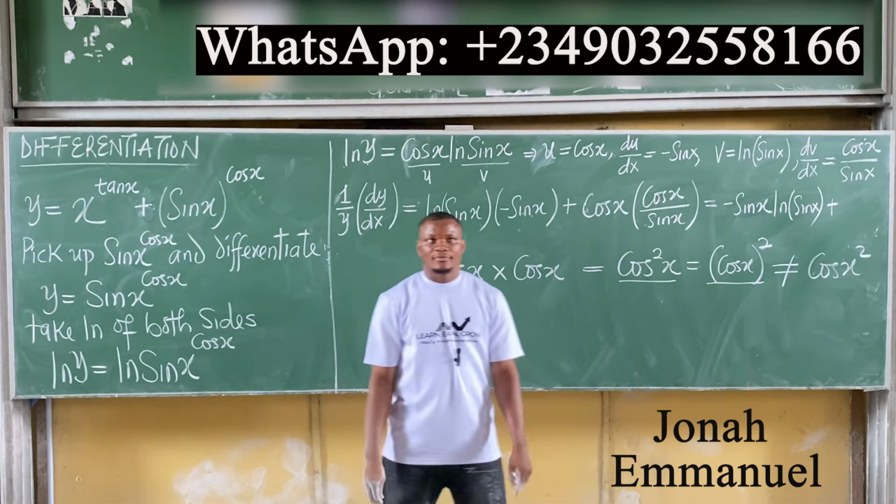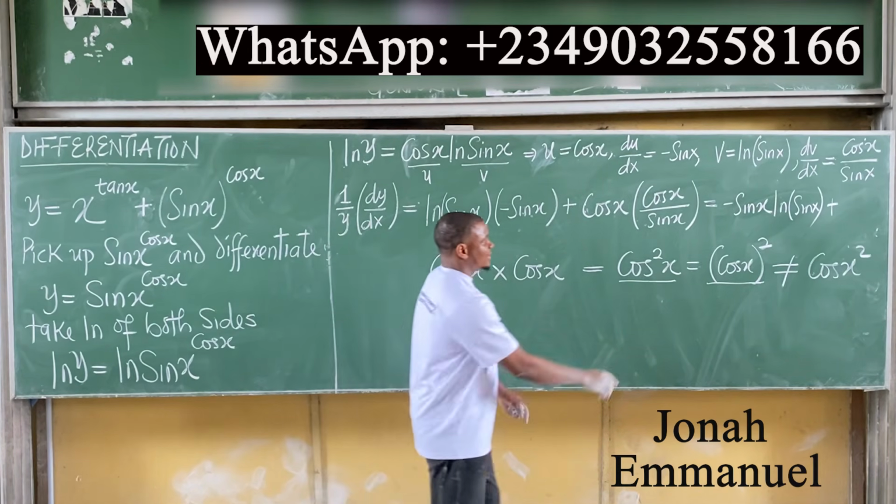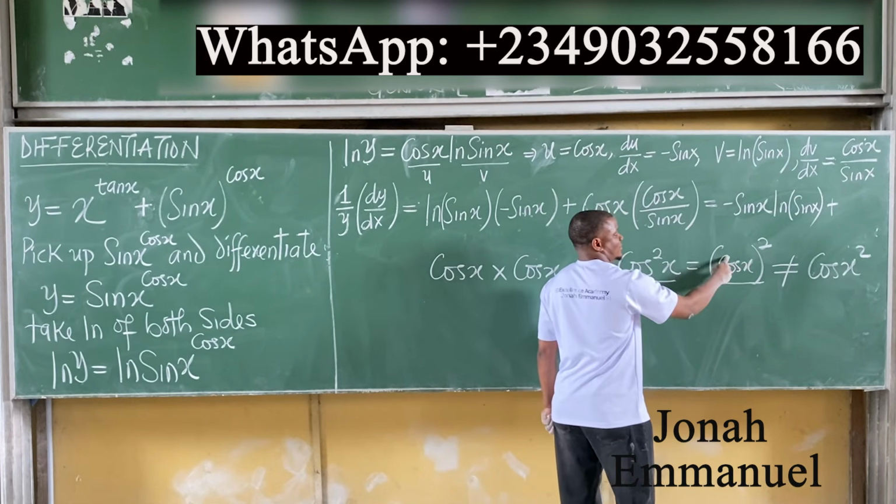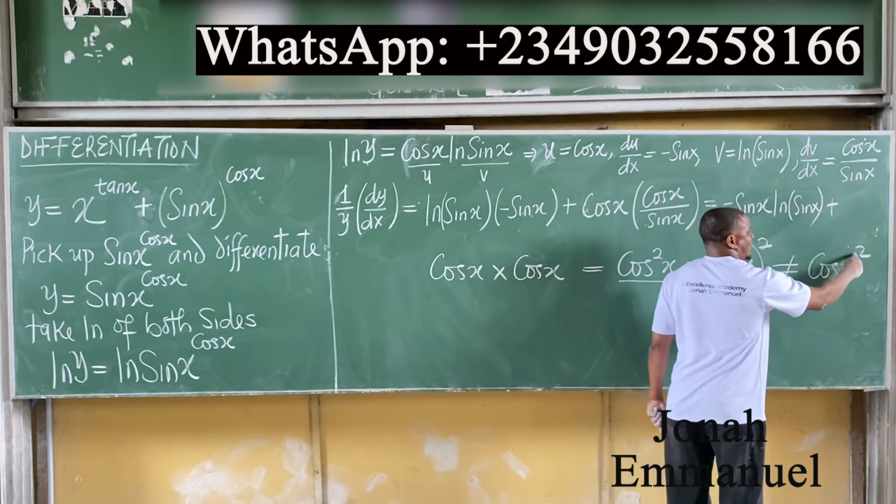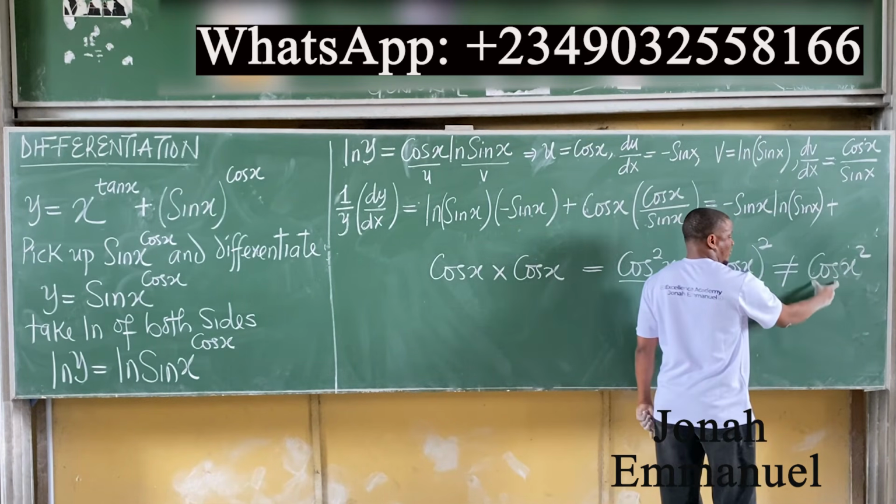So please take note. Why? Because in this case here, observe that the square affects cos and x. In this case here, the square affects only x, not the cos, which is wrong.